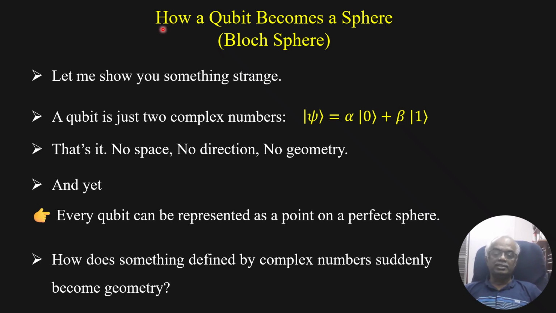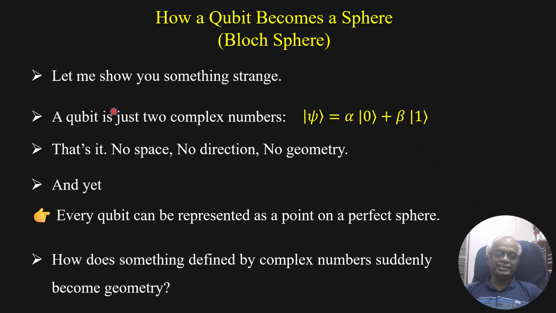Last lecture, we have seen the fundamentals of Qubit. Now we will see how a Qubit becomes a sphere that is called Bloch Sphere. So here, let me show you something strange.